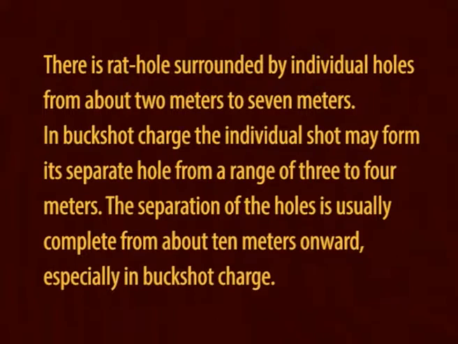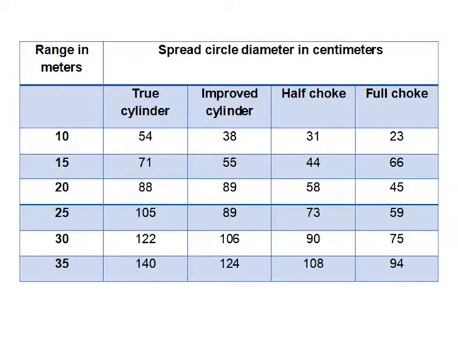In buckshot charge, the individual shot may form its separate hole from a range of 3 to 4 meters. The separation of the holes is usually complete from about 10 meters onwards, especially in buckshot charge. The spread of pellets at various ranges with different degrees of chokes is given below for a rough estimation.